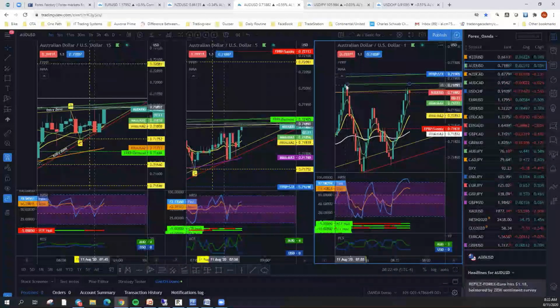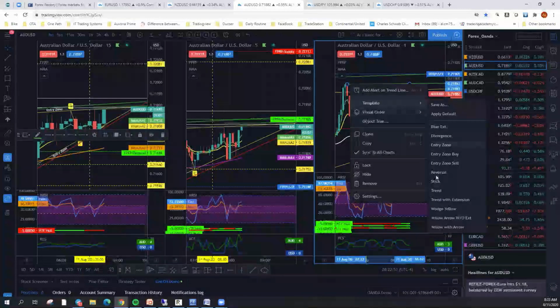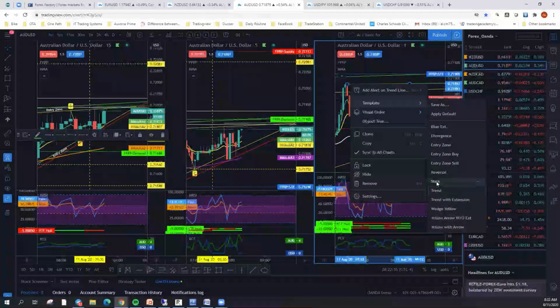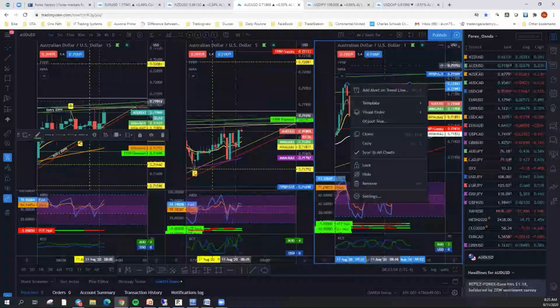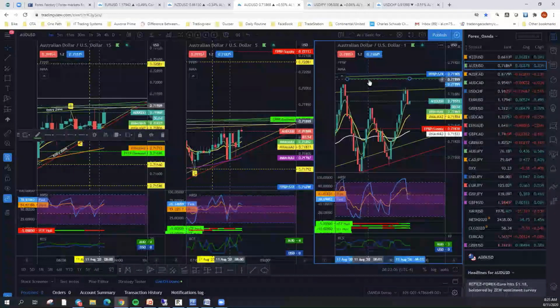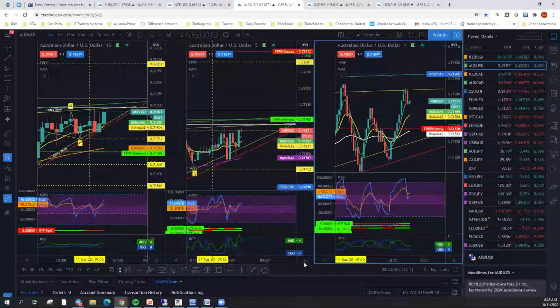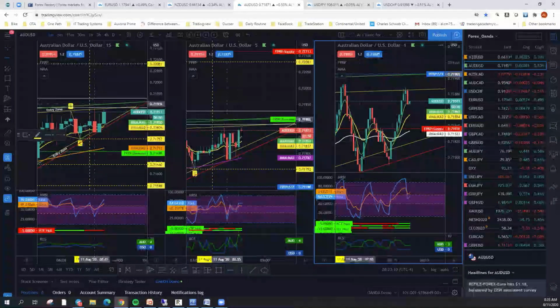I still like to see it close above this. Let me change the color on this a little bit. Let's see, where is my setting on this one? Well, that's a trend line. I don't want that anyway. I want to see a blue candle close above this point right here.